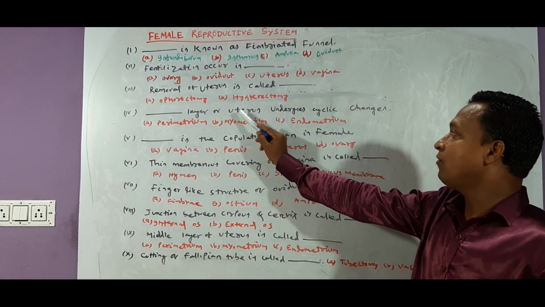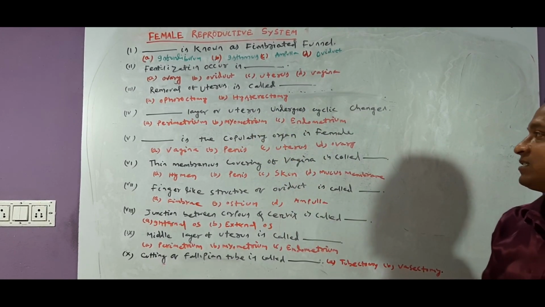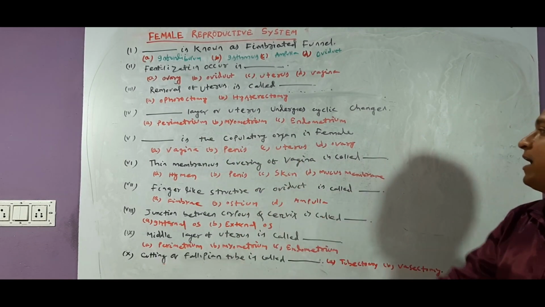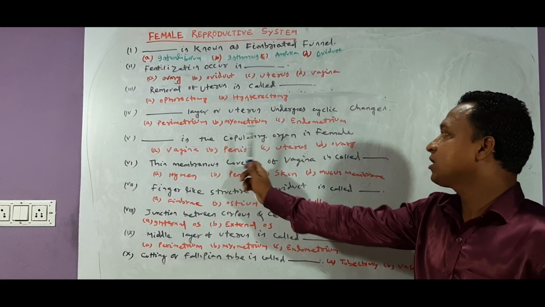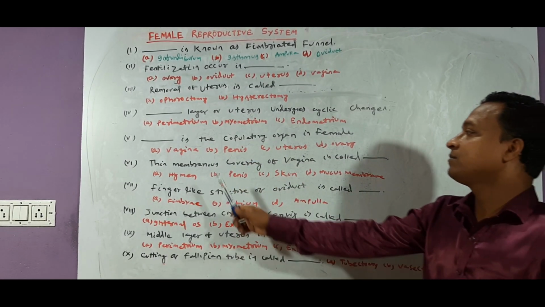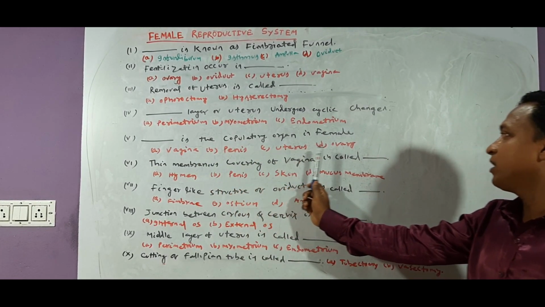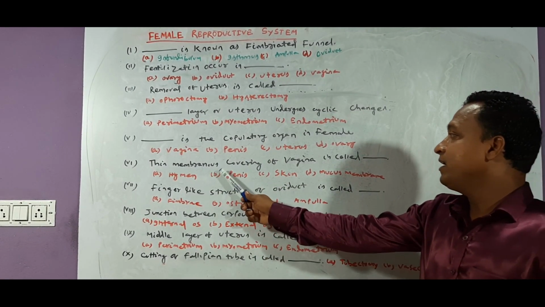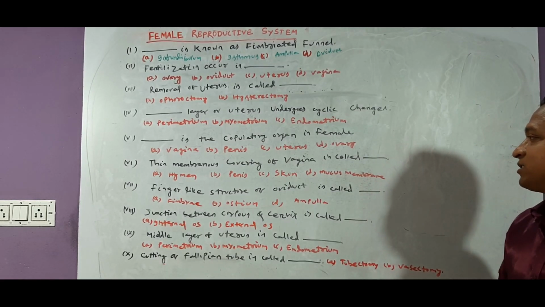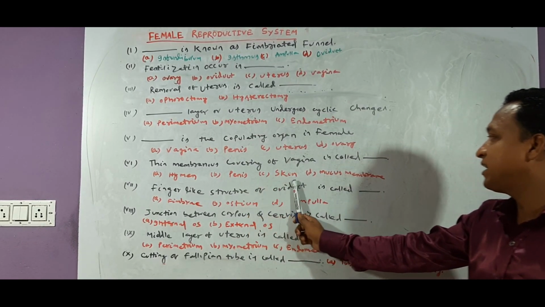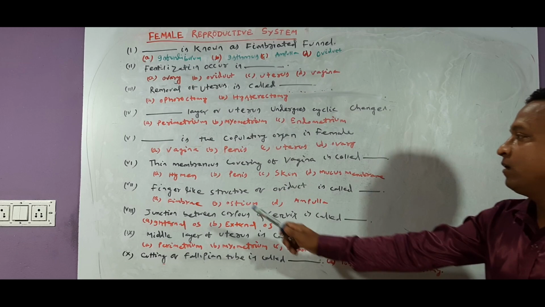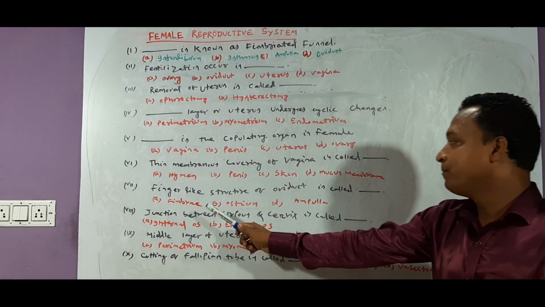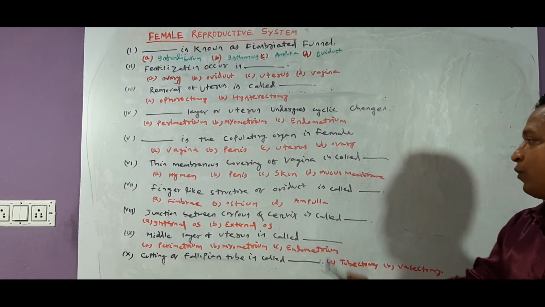Dash layer of uterus undergoes cyclic changes. Options are perimetrium, myometrium, endometrium. Dash is the copulatory organ in case of female. The options are vagina, penis, uterus and ovary. The next question, thin membranous covering of vagina is called dash. Hymen, penis, skin, mucous membrane. Next question, the finger-like structure of the oviduct is called dash. Fimbriae, ostium, ampulla.